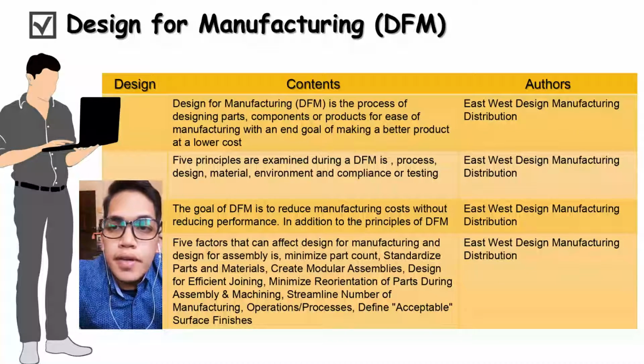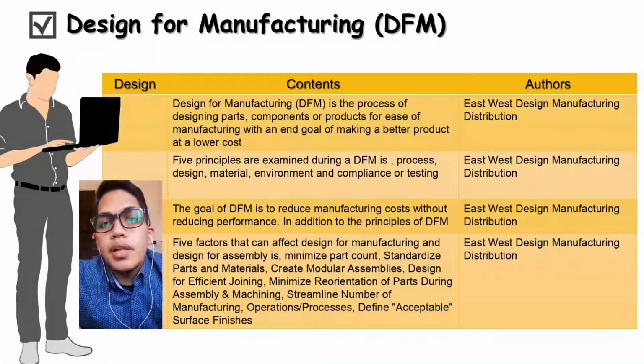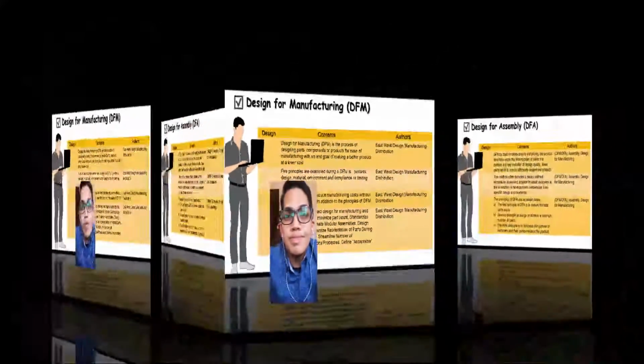And then the factors that can affect design for manufacturing and design for assembly are: minimize parts count, standardize parts and materials, create modular assemblies, design for efficient joining, minimize reorientation of parts during assembly and machining, streamline the number of manufacturing operations or processes, and define acceptable surface finishes.